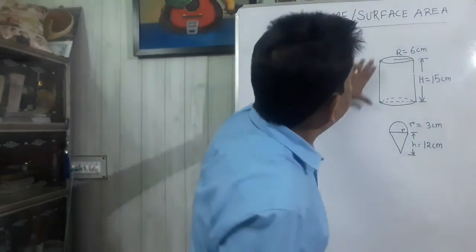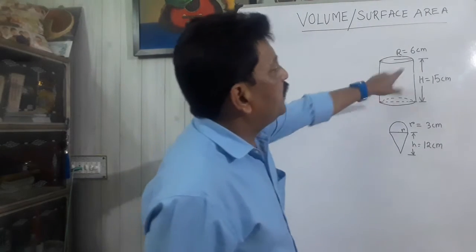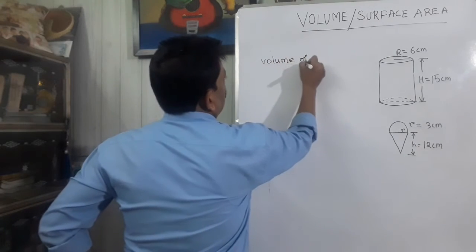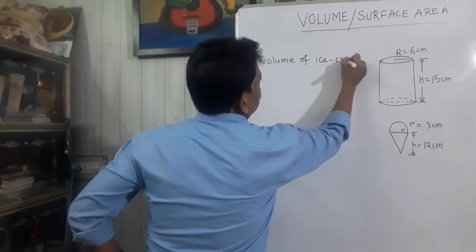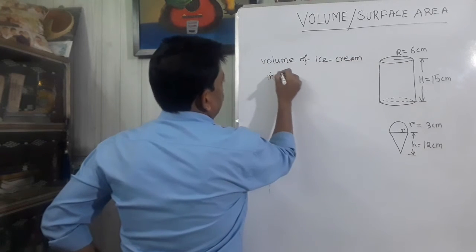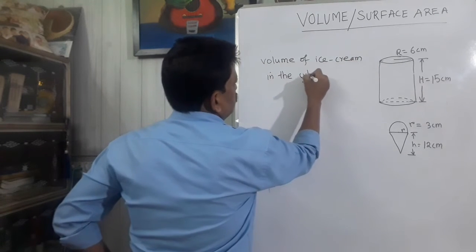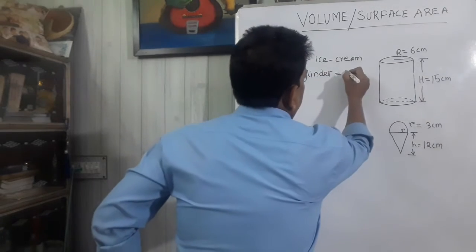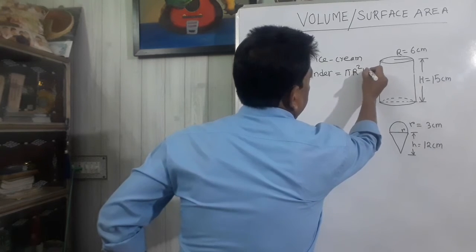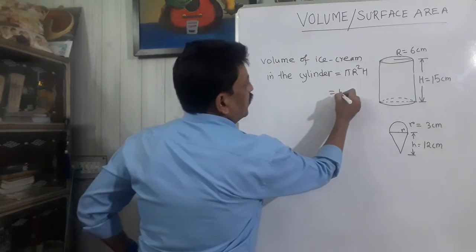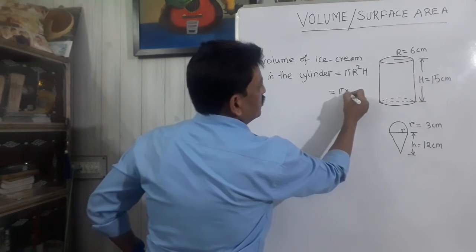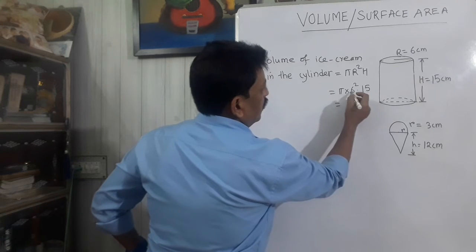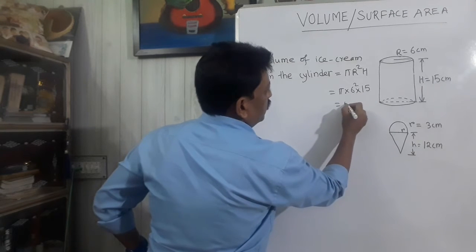First of all, let us find the volume of the ice cream in the cylinder. Volume of ice cream in the cylinder equals pi capital R square capital H. So pi R square means 6 square and H means 15. So it is 36 into 15, 540 pi.